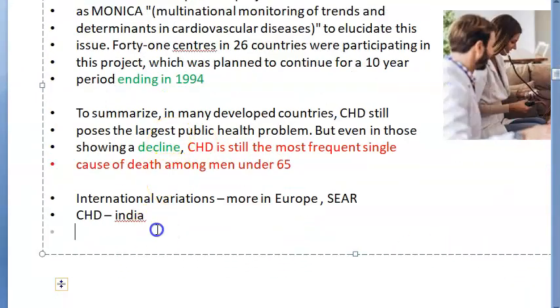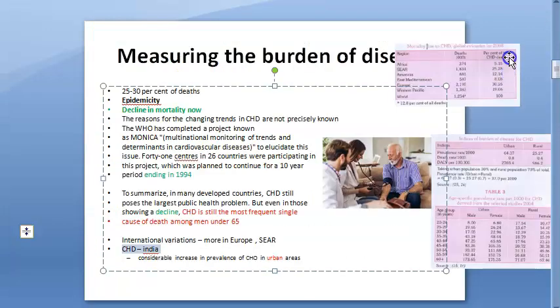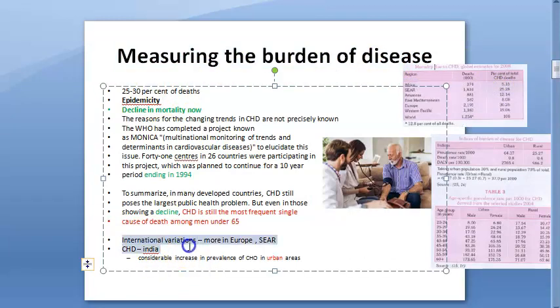So this is what you will read in epidemiology, right? Let's finish off this, then we'll go to a little more better things, okay? In India, how is it? In India, in urban areas, this is a very big cause of death, looks like, and the prevalence is increasing, okay? So that's what you can remember for India. So you got the gist of it, guys. Measuring the burden of disease, epidemicity, international variation, India, everything we have.